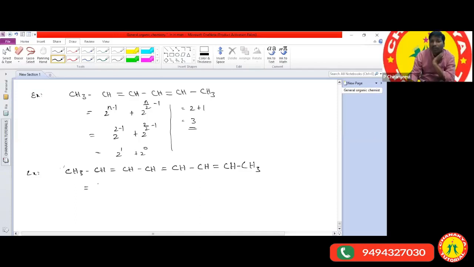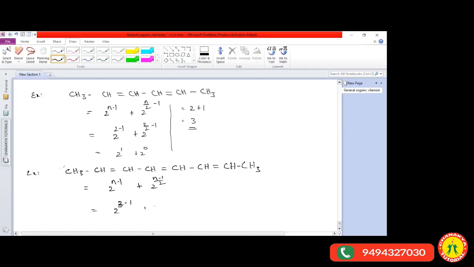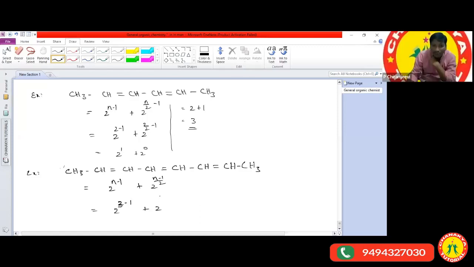So what is the formula? First of all, the terminals are the same and the compound is having an odd number of double bonds. While having an odd number of double bonds, the formula is 2 power n minus 1 plus 2 power (n minus 1) by 2. In this one, 2 power 3 minus 1, so 2 power 3 minus 1 by 2.